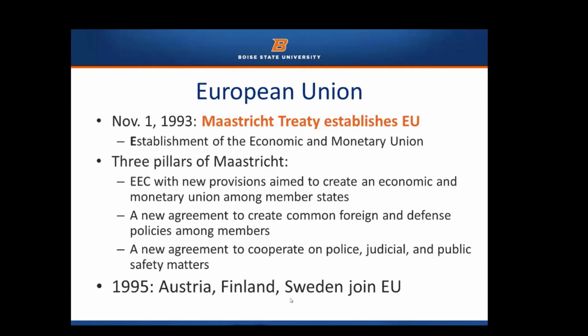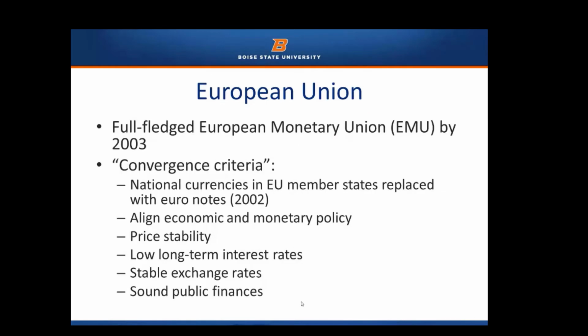So in 1995, more countries joined. In 2003, it was a full-fledged European monetary union. So the euro was adopted. And so here, in order for the European Union to become a monetary union, there were spelled out the convergence criteria. So this is what needs to happen in order for us to become a true economic union.